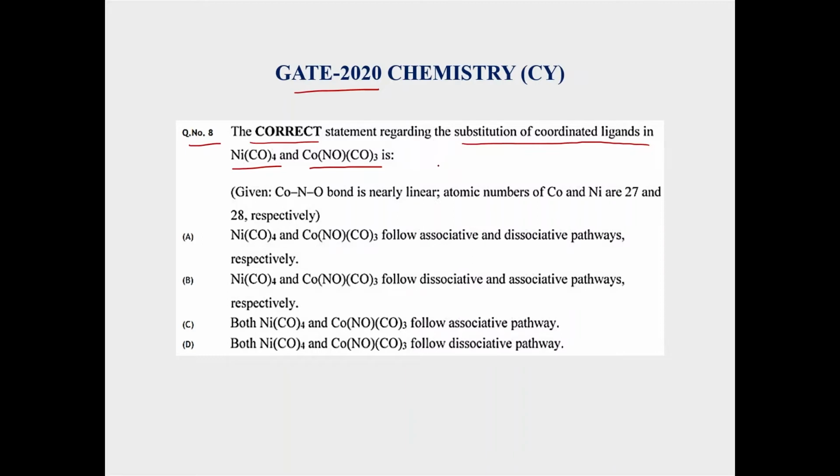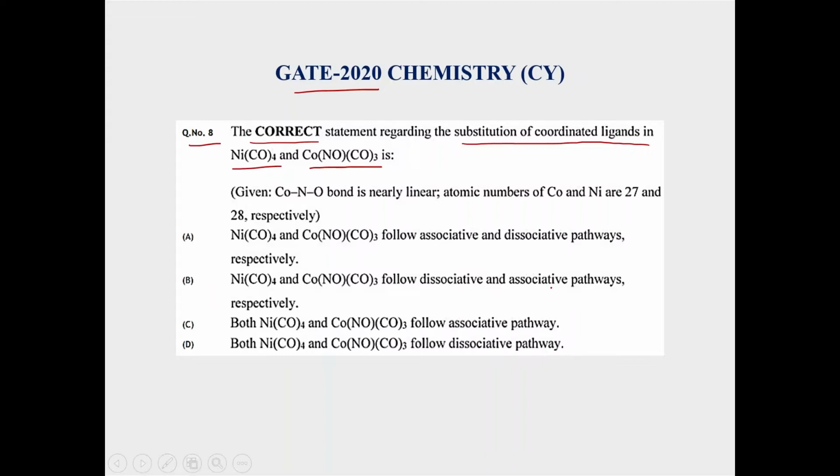The options given are: option A, nickel tetracarbonyl and cobalt nitrosyl tricarbonyl follow associative and dissociative pathways respectively. Option B, nickel tetracarbonyl and the cobalt complex follow dissociative and associative pathways respectively. Option C, both nickel tetracarbonyl and the cobalt complex follow associative pathway. And option D, both nickel as well as the cobalt complex follow dissociative pathway.